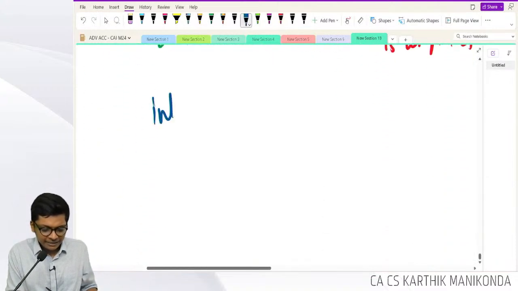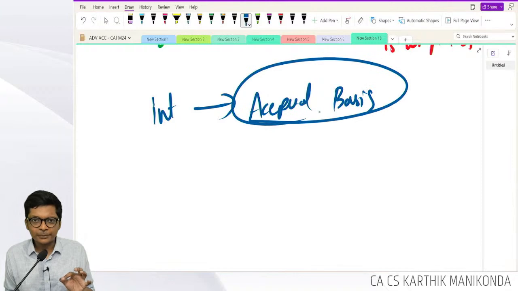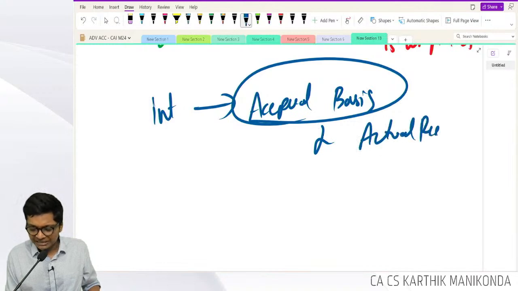Next, interest I will account on an accrual basis. Accrual basis means when I am supposed to receive it, based on accrual, not based on actual receipt.